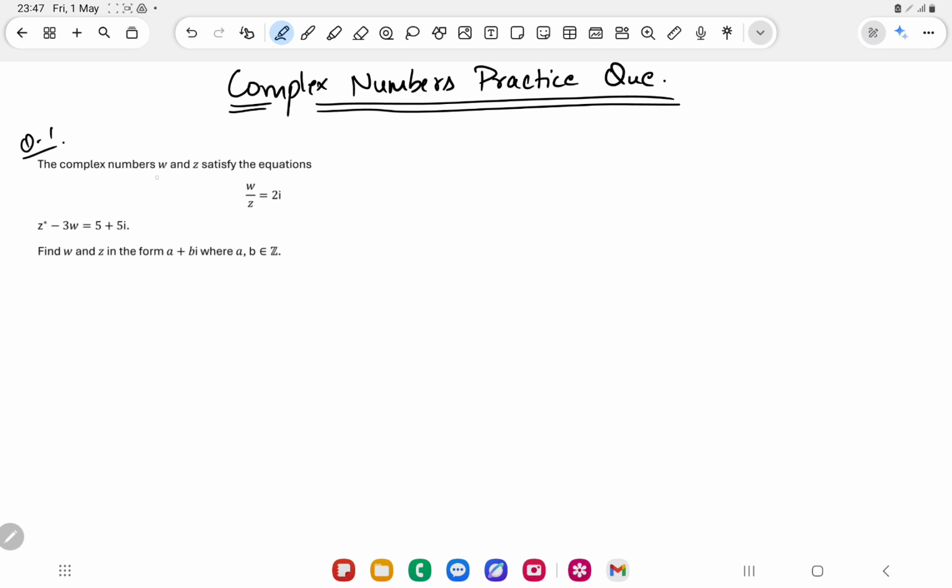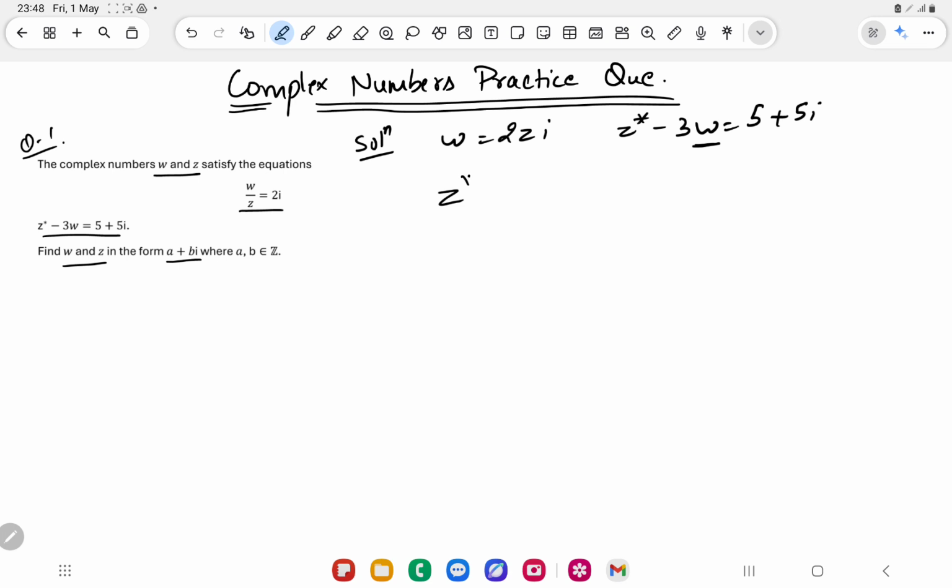So we have two complex numbers W and Z given, and the equations are given like this. Now we have to find W and Z in the form a plus bi. From the first equation I can write W as 2Zi, and I can substitute this into z star minus 3W equals 5 plus 5i. So z star minus 3 times 2Zi will be equal to 5 plus 5i.